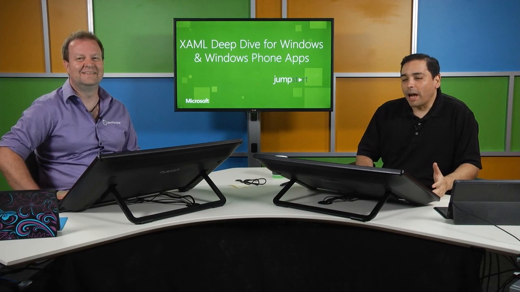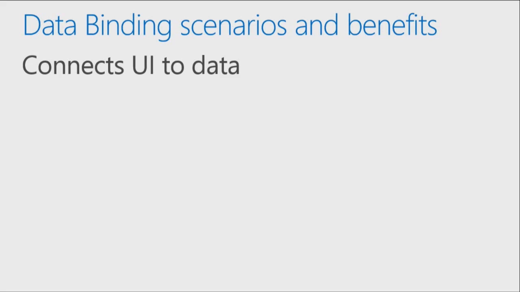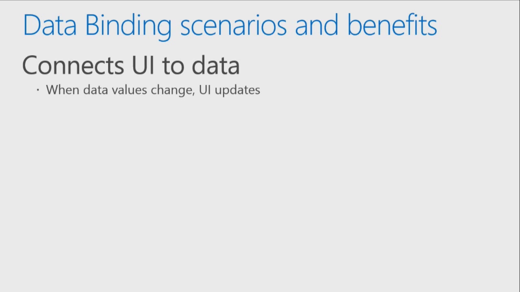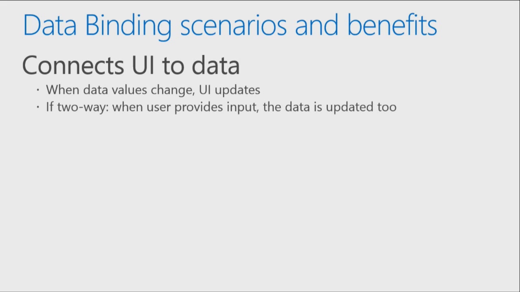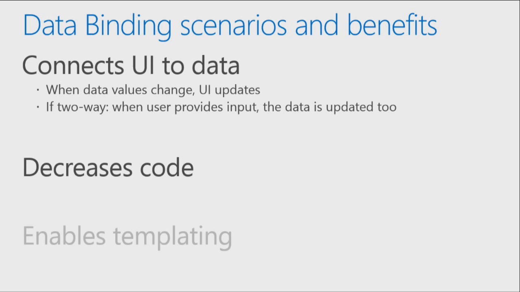So data binding, just very quickly, right? What are the scenarios? What are the benefits? Data binding is nothing but connecting UI or a presentation to data, whether that's data on other elements or your business objects, doesn't make a difference. And the whole principle is when data values change, the UI will change, and in some cases, when data is entered through the UI, there's input. That also needs to trickle down to your business objects. And for that to happen, it needs to be a two-way data binding.